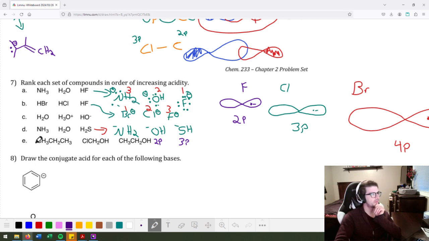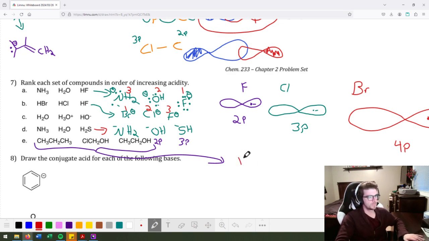Okay, so this one... I'll just draw out, let's draw out the conjugate bases.